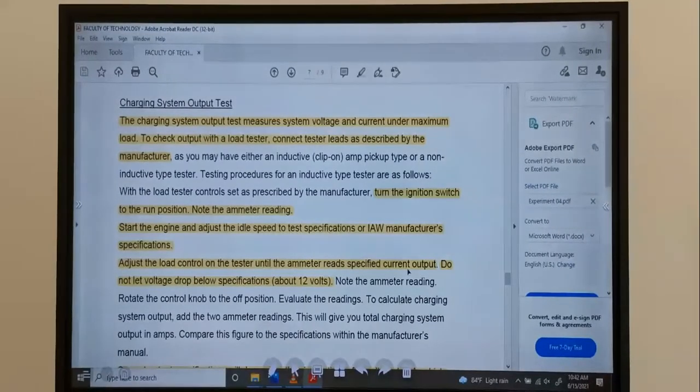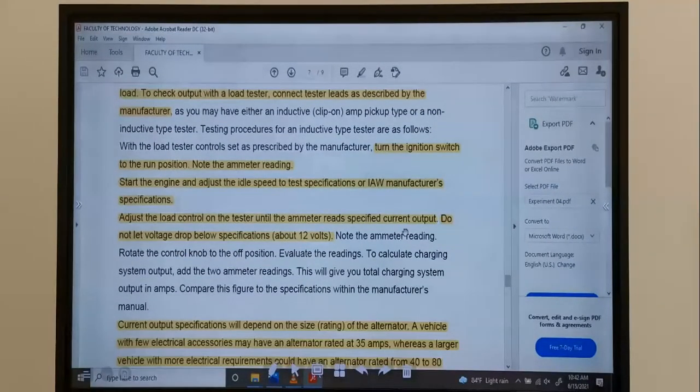Now we adjust the load in the load tester until the meter reads the specific current output, the desired current output. At that time we do not let the voltage drop below the specification, normally above 12 volts. So at the same time we have to check the voltage and correct the current.